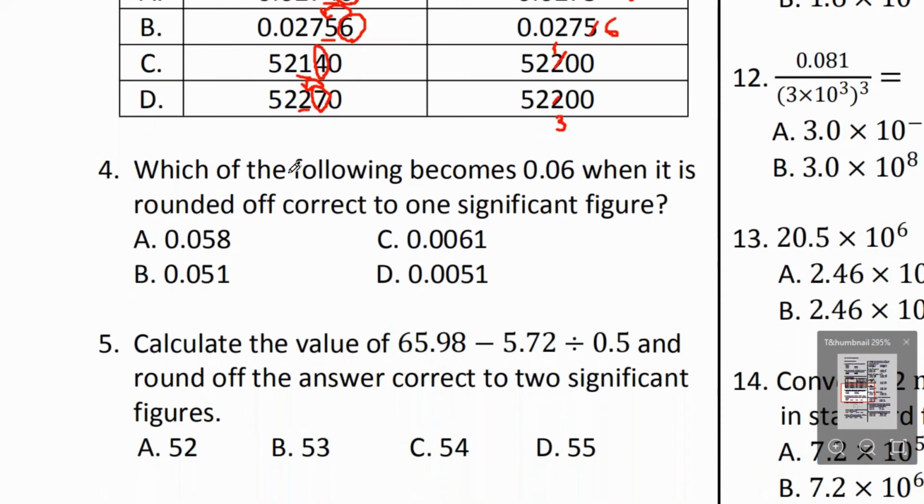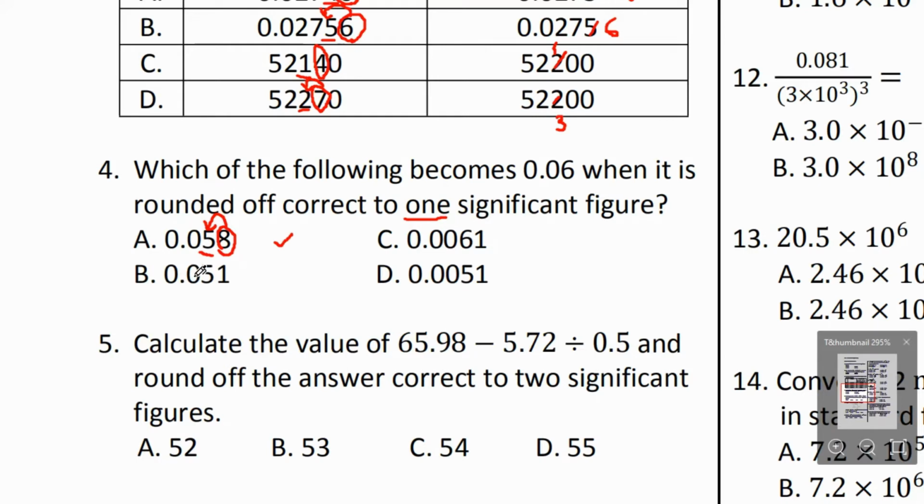Number 4. Which of the following becomes 0.06 when it is rounded off correct to 1 significant figure? Okay, so let's try it one by one. A. So the 0 in front is not counted. So this is 1, the first significant figure. Okay, circle the number beside it. 8, so we have to round up. So 0.06, correct.